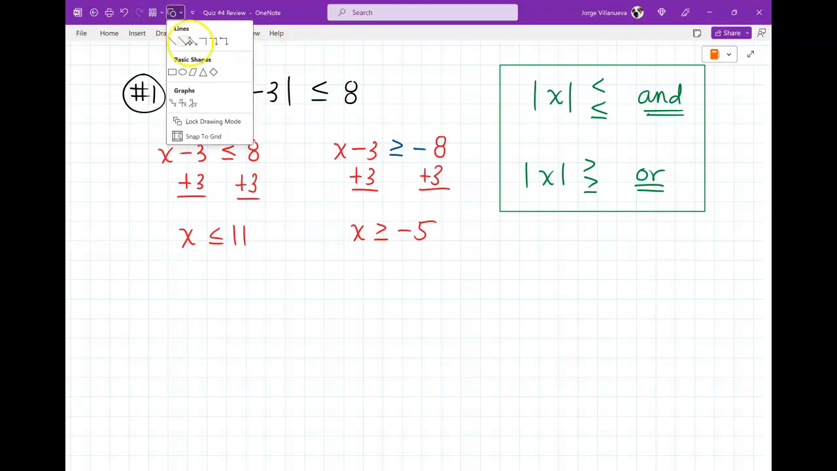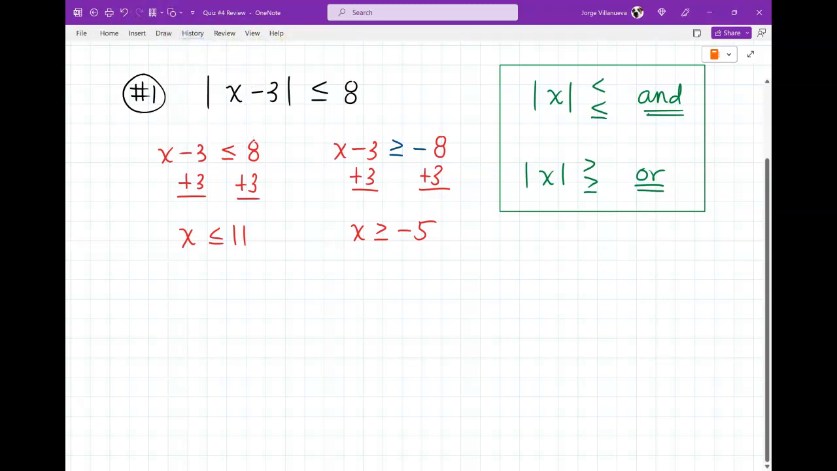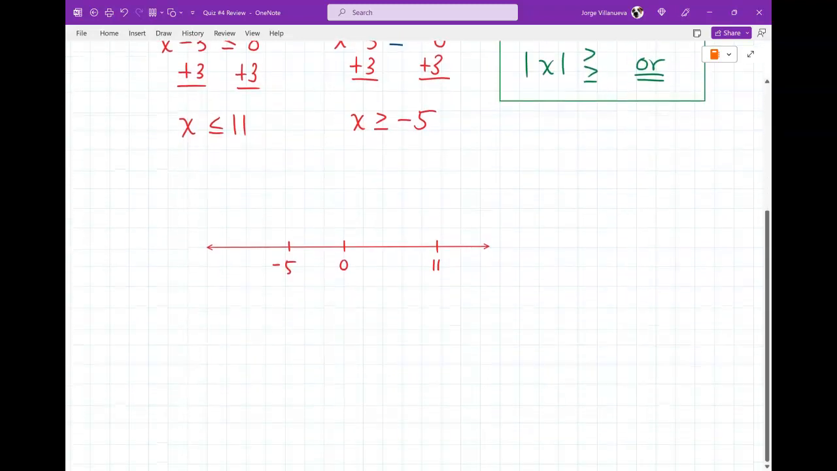So my number line, I'm gonna cheat, like I said. I'm gonna put 0 as my reference. Here's negative 5, and I'll put 11 right here. Okay, this is what I mean, but I'm gonna cheat. I'm gonna be a little lazy. So, let's start with x less than or equal to 11.